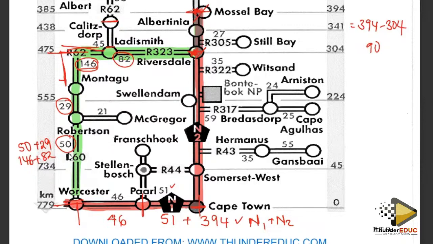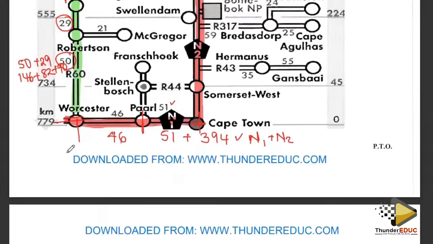So we shall also add here 90. So the national road, if you're to use the national road, we have used 46 plus 51 plus 394. So you end up having 491 kilometers. This is the distance moved on national roads.